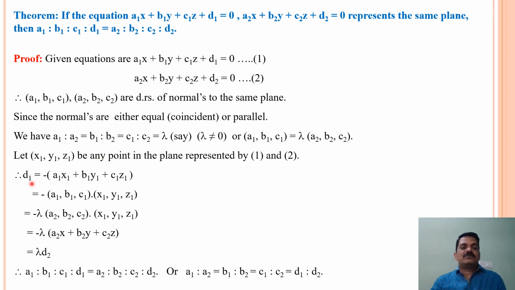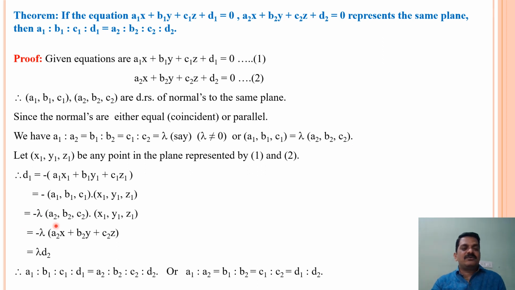So a1x1 plus b1y1 plus c1z1 plus d1 is equal to 0. So d1 is equal to minus of a1x1 plus b1y1 plus c1z1, that is equal to minus of a1, b1, c1 into x1, y1, z1, that is equal to minus of lambda into a2, b2, c2, since a1, b1, c1 is equal to lambda into a2, b2, c2.